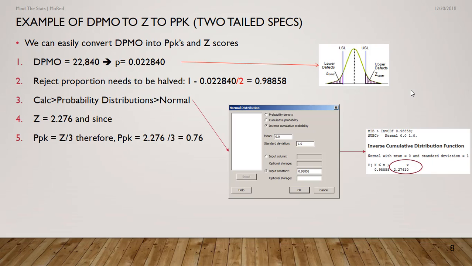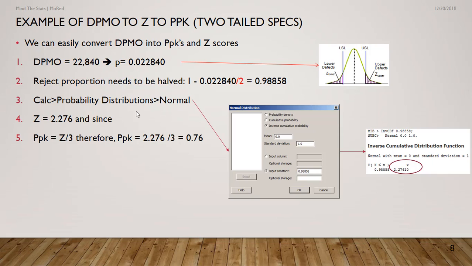In the previous slide, it was for one-tailed spec. This slide here is similar to the previous slide. The only difference is that we're dealing with two-tailed specifications. So we have a min and a max. So essentially, we do the same thing. You take DPMO value divided by a million. That gives you the proportion of failures. But you divide that by 2 before you subtract it from 1. That gives you this area here under the curve.